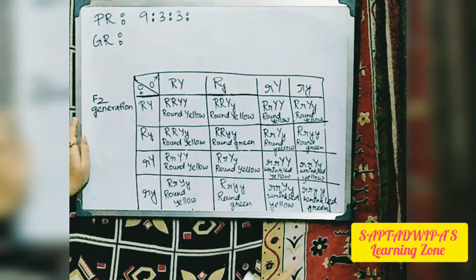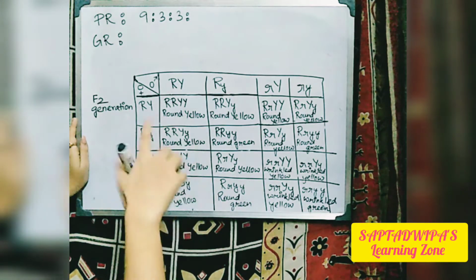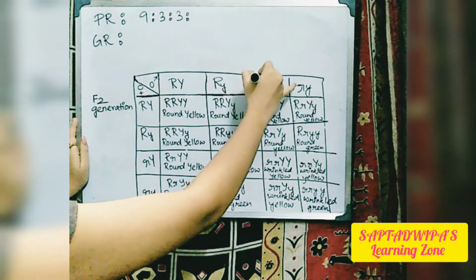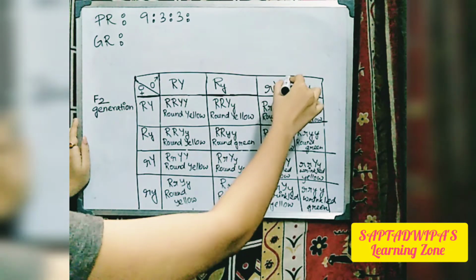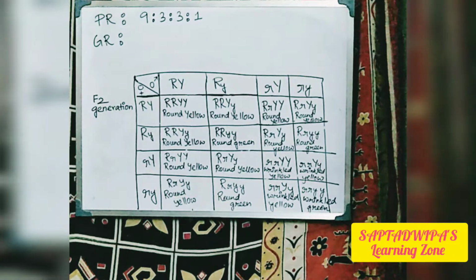And last but not the least, we have wrinkled green too. That is only one in the cross. If you observe this cross nicely, you will be able to see only one wrinkled green. So that is 9:3:3:1. That is the phenotypic ratio.